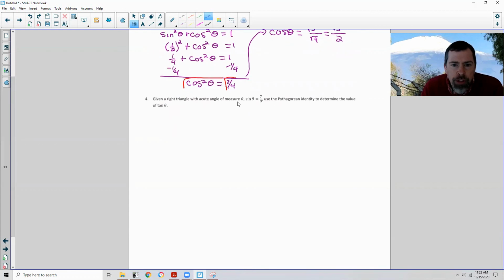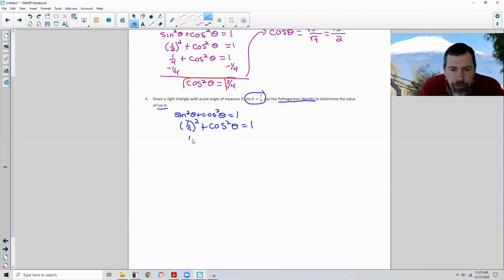Given a right triangle with an acute angle measure where sine theta is 7/9, use the Pythagorean identity to determine the value of tangent theta. All right, so we're going to do the Pythagorean identity. Sine squared theta plus cosine squared theta equals 1. Substitute in my 7/9 for sine theta, square it, plus cosine squared theta equals 1. And 49/81 plus cosine squared theta equals 1.